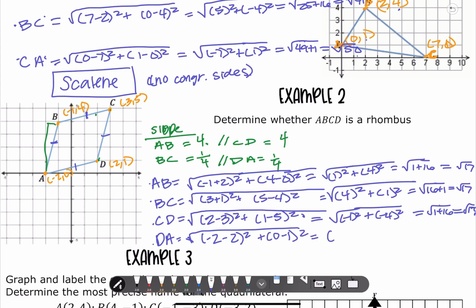Okay, I get the square root of -4 squared plus -1 squared. It's going to be the square root of 16 plus 1, which is also the square root of 17. Right? So all 4 are congruent. That means, yes, this is a rhombus.